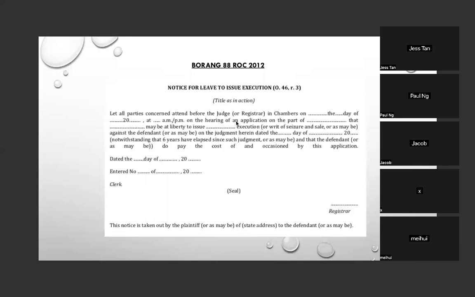Okay, for this application of part judgment, you have to put in the judgment date itself and also the issues involved. Okay, the writ of seizure and sale, as our case against the defendant on the judgment dated when. Okay, notwithstanding that 6 years have elapsed since such judgment, and that the defendant, David, do pay the cost of this application. Okay, then the registrar will put the seal here. Okay, this is the sample.